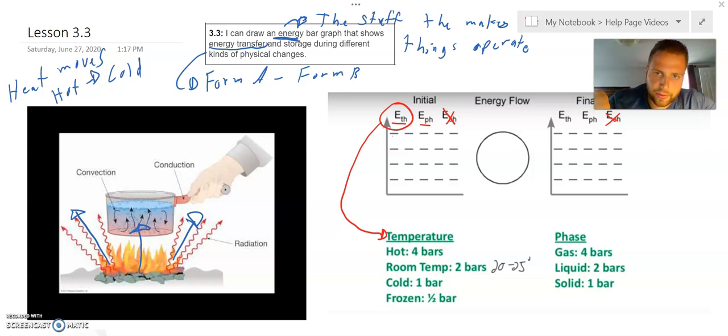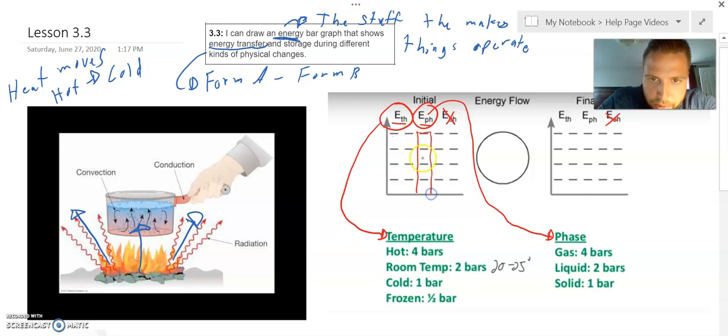Now E phase corresponds to these values over here. Notice that we have three types of phases that we learned about in the previous videos: gas, liquid, solid. If a gas is described to us, then in this column we draw in 4 bars here in the middle. It'll look something like this. If we get a liquid, then we draw 2 bars. It'll look something like this. And if I get a solid, it's going to be 1 bar. It's going to look something like this.